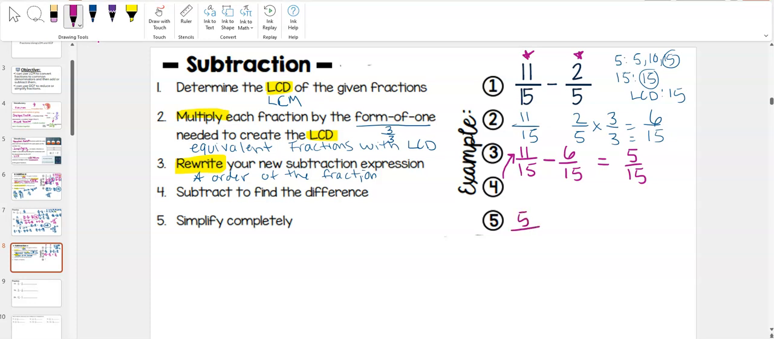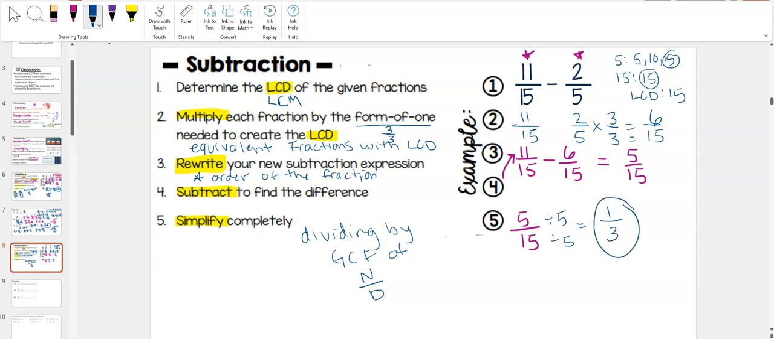And then my last step is to simplify if needed, and in this case, we do need it. Subtract to find the difference. So when we're simplifying, as a reminder, we are dividing by the GCF of the numerator and denominator. So what goes into 5 and 15 evenly? 5. And if you need to make a T-chart to do that, you can. It's going to become 1/3, and that is going to be my final answer.